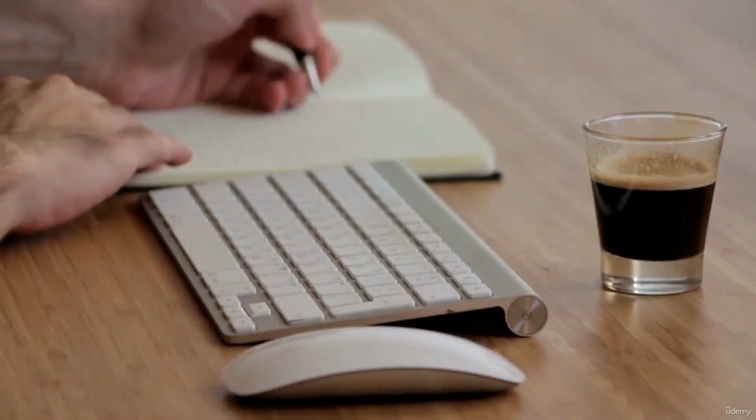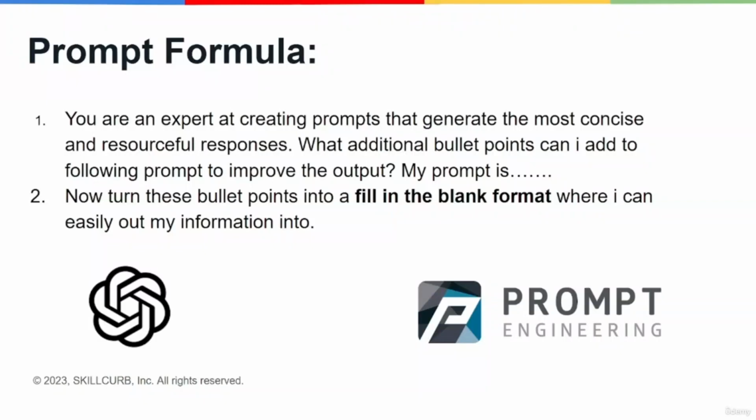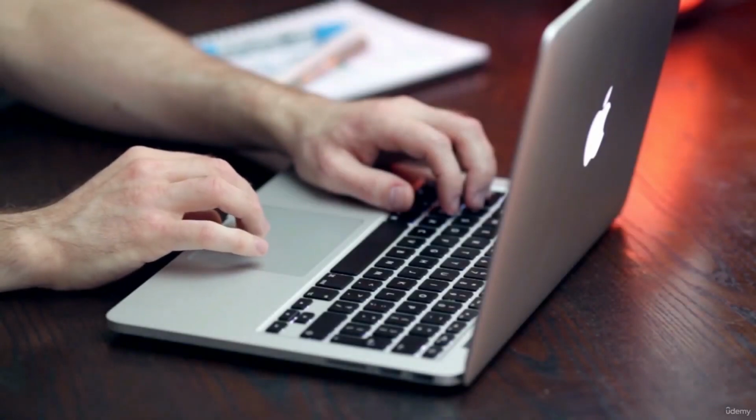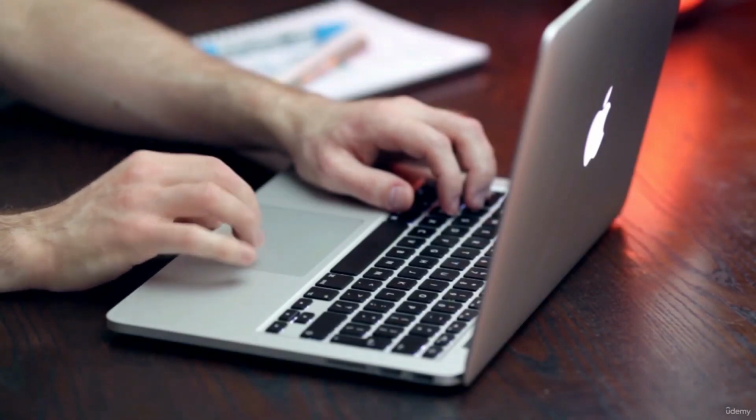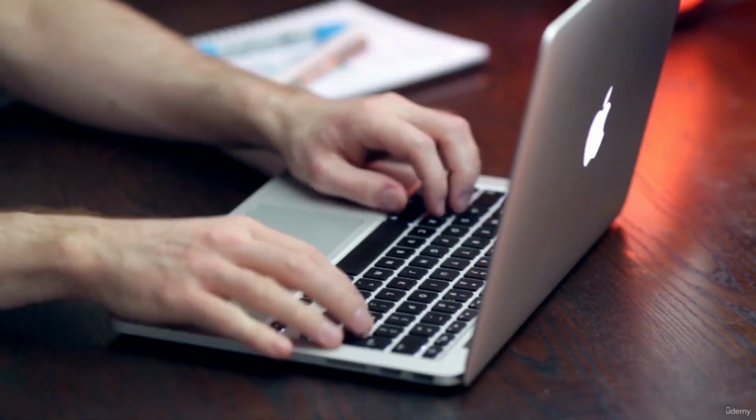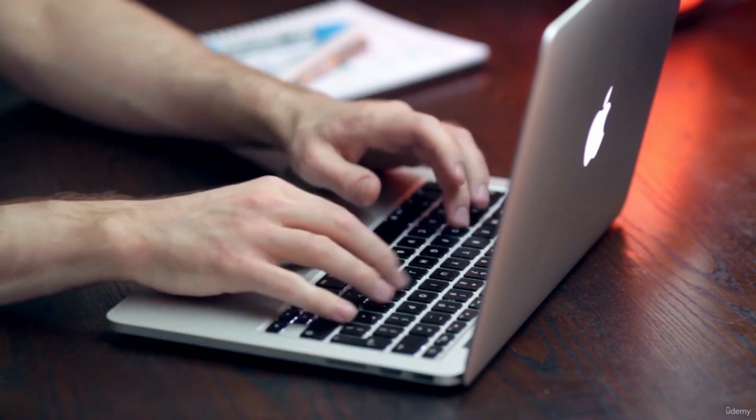If we move forward, we do have a proper formula for ChatGPT in order to get that suitable fill in the blank format. You're going to say, you're an expert at creating prompts that generate the most concise and responsible responses. So what additional bullets can I add to the following prompt to improve the output? This is one of the techniques we'll be discussing later as well. First of all, you write this statement to ChatGPT, and then you write, my prompt is, and insert any prompt of your choice that you want ChatGPT to work on.